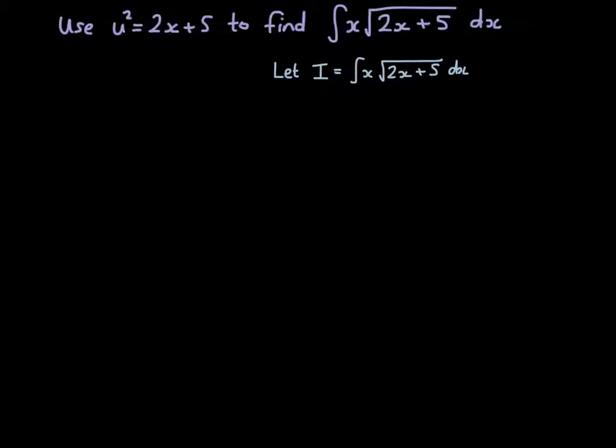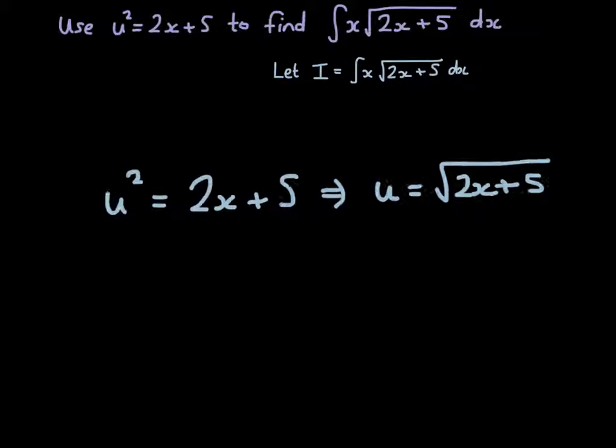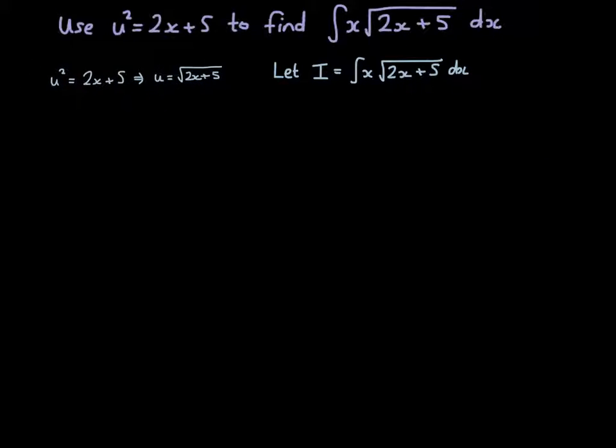So now, this time, if u squared is going to be equal to 2x plus 5, then that gives us u is going to be equal to the square root of 2x add 5. Okay. So it stops us having to substitute in u to the power of half for that square root. So that's the square root of 2x add 5 part sorted.